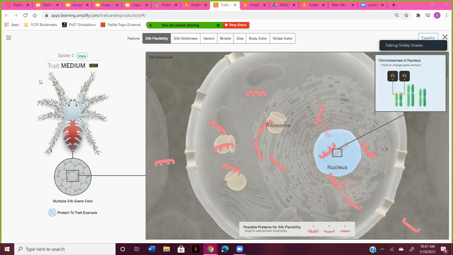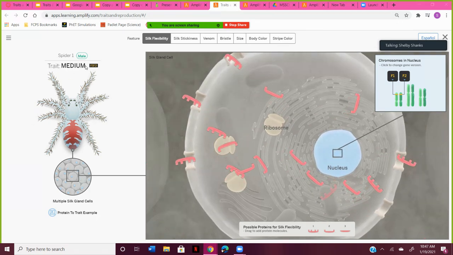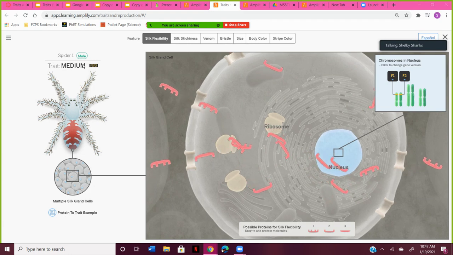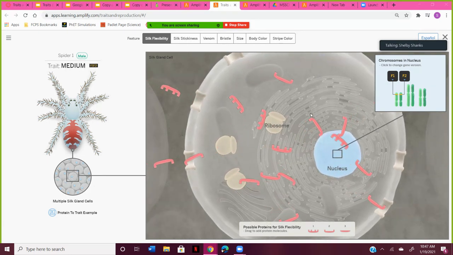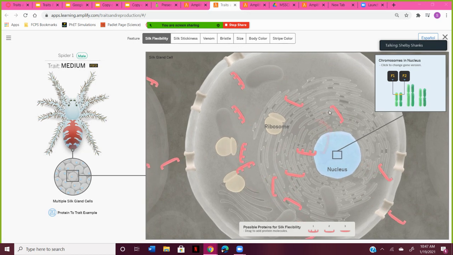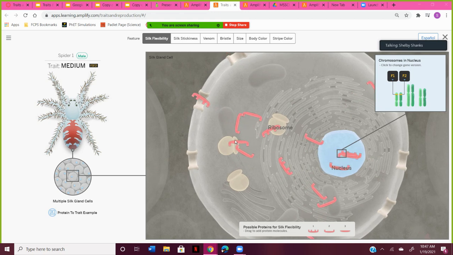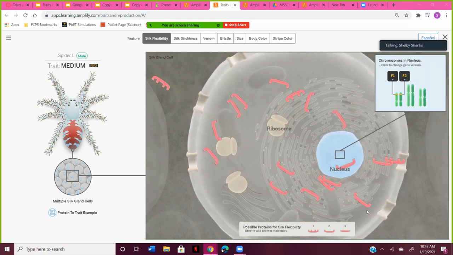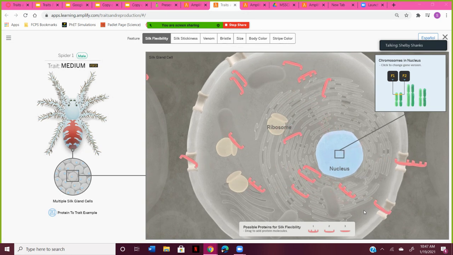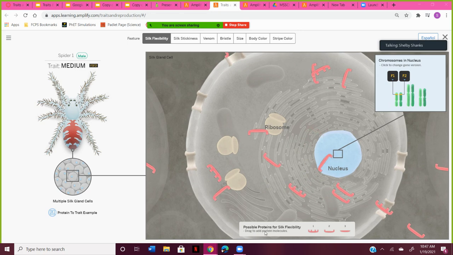So you've got your spider over here on the left. It's telling me that it has a medium silk flexibility. And then it's showing me what's going on inside, so why it has that medium silk flexibility. We're going to be looking at this a little bit more. I just wanted you guys to know where this was at.